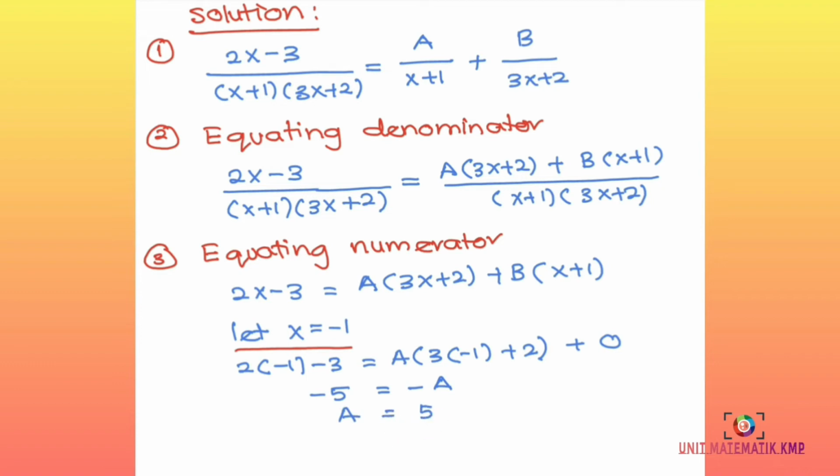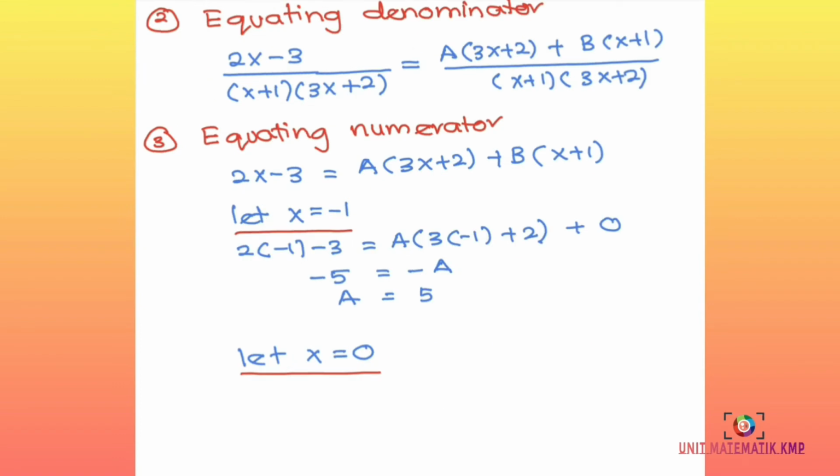Next, substitute another value so that we can find the value of B. For example, let's substitute x equal to 0 into this equation. So we have negative 3 equal to A times 2 plus B times 1. A we know is 5, so 5 times 2 plus B. Can we find what B is? B is equal to negative 13.